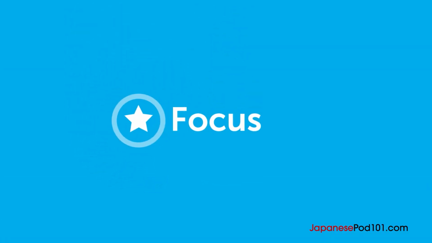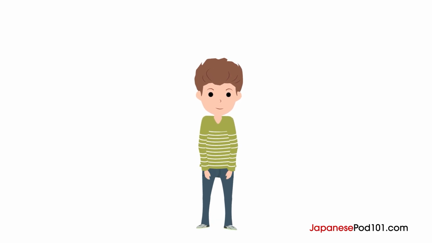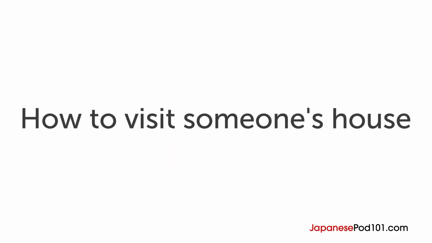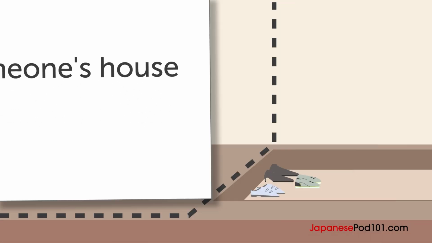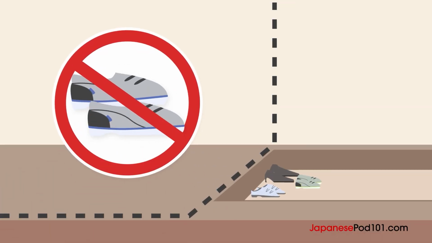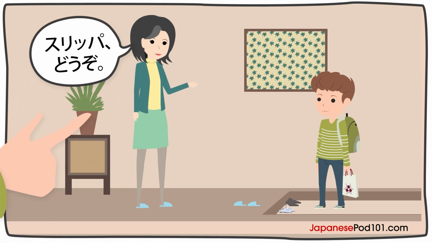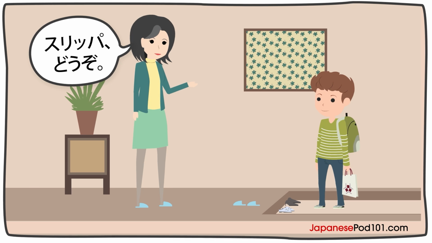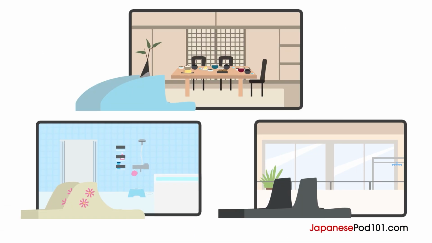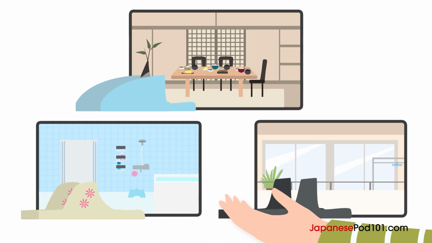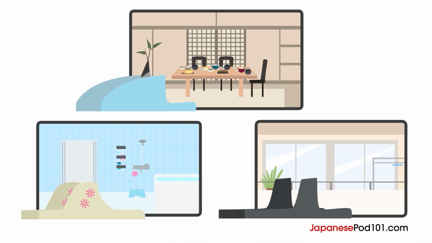Now, the lesson focus. Here's how to visit someone's house in Japan. In Japan, people take their shoes off when entering a house. When you visit someone's house in Japan, make sure to take your shoes off at the entrance. Also, you might be offered indoor slippers at the entrance, just like how Taichi's mother offered Ben slippers. スリッパどうぞ。These are indoor slippers. Keep in mind that there will usually be different slippers to change into when you enter a bathroom or veranda, so don't go to those places with your indoor slippers.